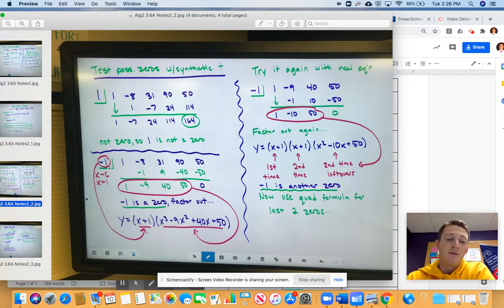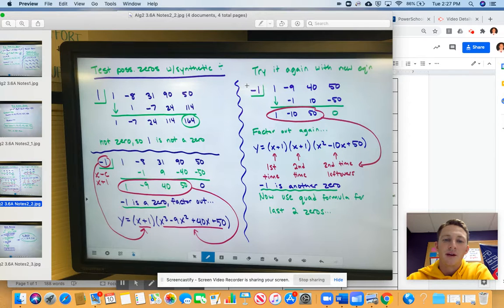So if negative 1 worked the first time, let's just try negative 1 again with our new coefficients. So our new coefficients are going to be 1, negative 9, 40, and 50. They're the same from this row. I filled them out right here. We're trying negative 1 as our c. Drop the 1 down, multiply. Combine them, multiply. Combine them, multiply. Ends up again as a 0. So we found another 0.